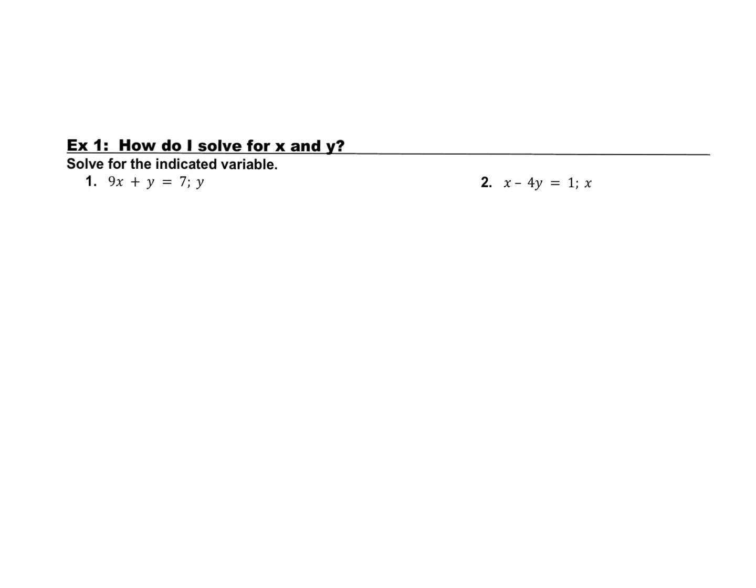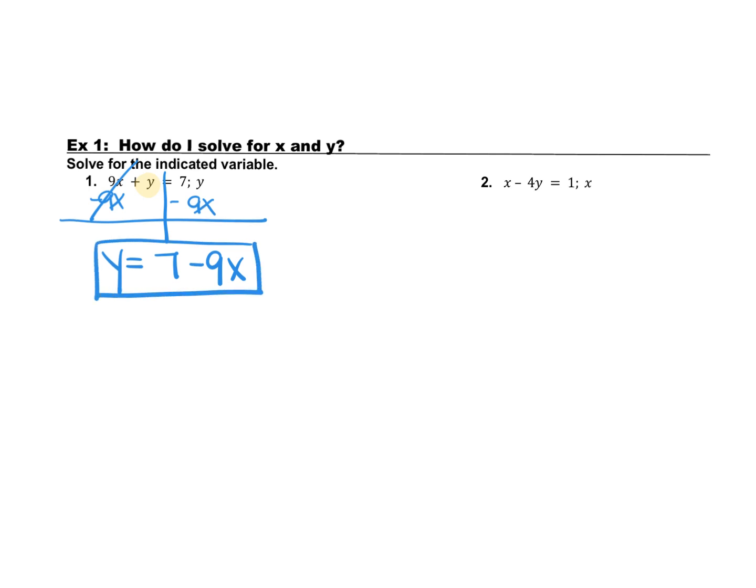So first of all, it's asking us to solve for the indicated variable. And so we have 9x plus y is equal to 7, and we need to solve for the y. So that means that we need to get this y right here all by itself. So to undo the 9x, we're going to subtract 9x on both sides. All right, so now we've got y is equal to 7, and then we're going to have just minus 9x. Now we have solved for y. Y is all by itself. And you can't combine that 7 and the negative 9x because they're not like terms.